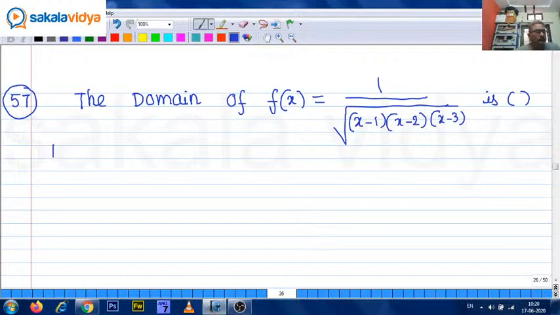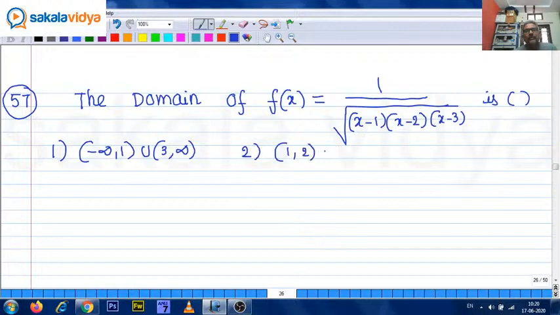First option: minus infinity comma 1 union 3 to infinity. Second option: 1 comma 2, both open, union open 3 to infinity. Third option: minus infinity comma 2. Fourth option: all set of real values.